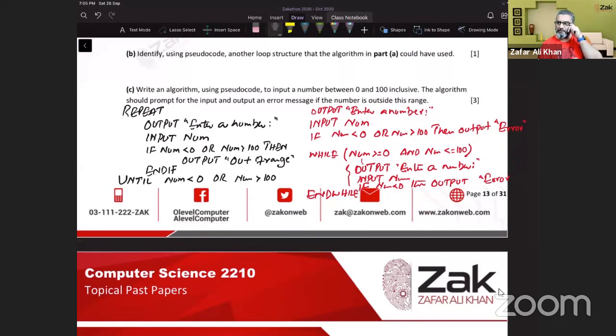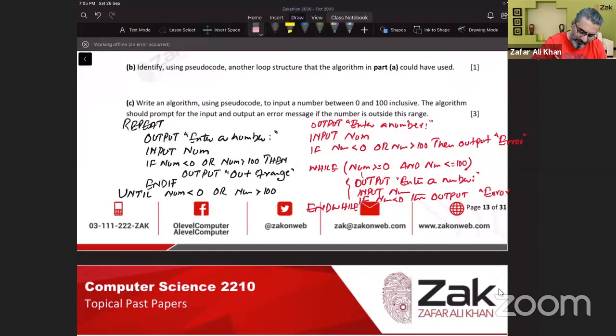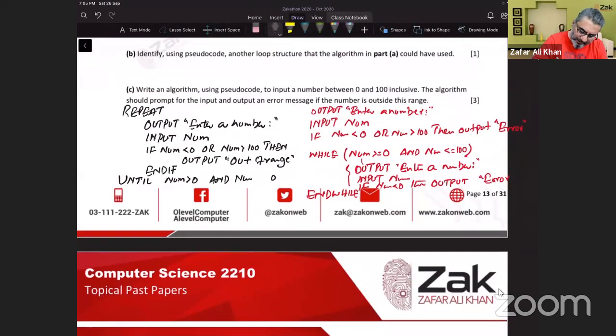Or we have to write it the other way around. Sorry. We have to keep entering the number until the number is greater than 0 and the number is less than 100. As soon as the correct number is entered, we will get out. So as soon as this condition is true, we will get out. All right, that is how it works.